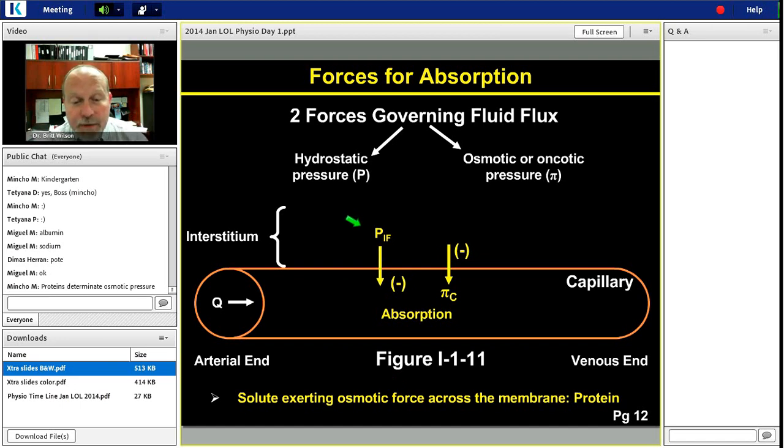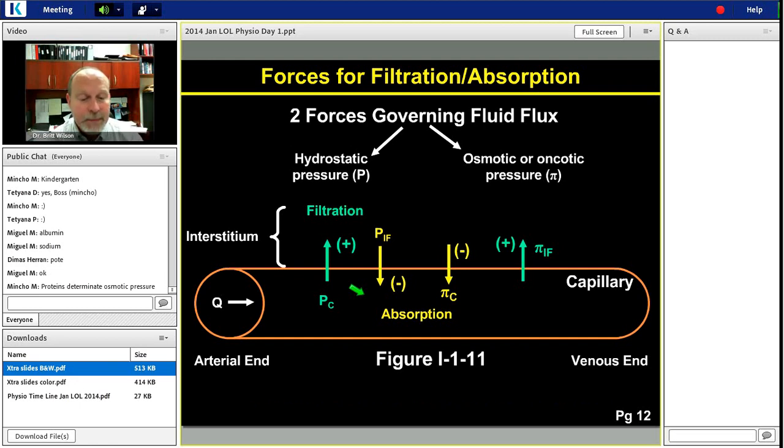Hydrostatic pressure in the interstitium will promote absorption as well. Remember, the hydrostatic pressure is pushing the fluid. So hydrostatic pressure in the interstitium promotes absorption. So we have two forces for filtration, two forces for absorption. And again, for the filtration, we put pluses. For the absorption, we put minuses so that we can work with numbers.